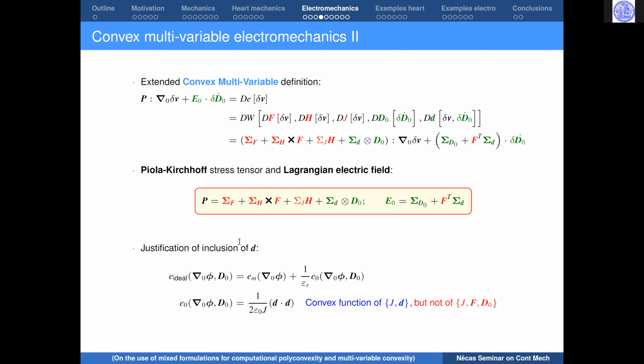Here I just justify how we came up with the need to incorporate D as an extra field in the set of arguments. If you don't include D, then the case of the vacuum, which is a degenerate case of our formulation, could not be embedded unless D was included in the set of arguments for polyconvexity, because the energy of the vacuum, which is presented here, is convex in JD, but is not convex in JFD0.